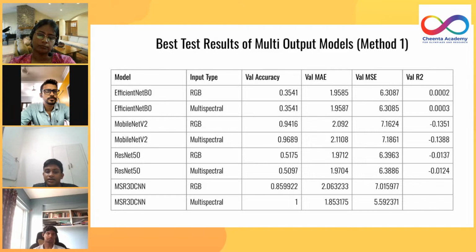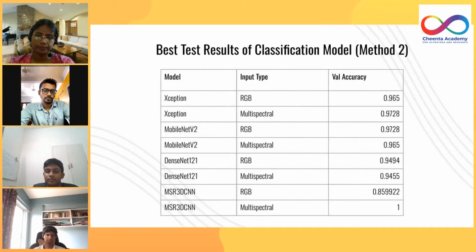So these are the results for method one. As you can see, we just use the best models. And here we can see that MSR3D is the best model. It has 100% accuracy. And it also has the minimal validation ME and validation MSE. Next slide, please. And these are the results for method 2. And here also MSR3D is the best performer. It has 100% validation accuracy. Next slide, please.